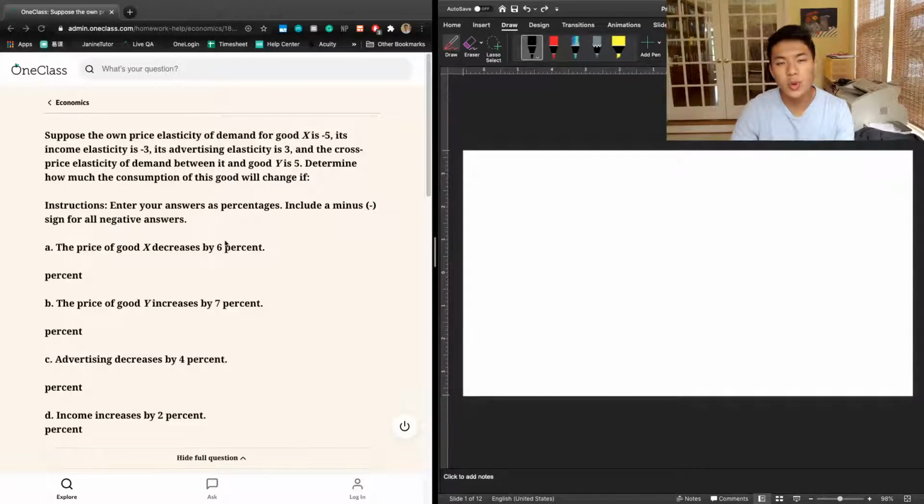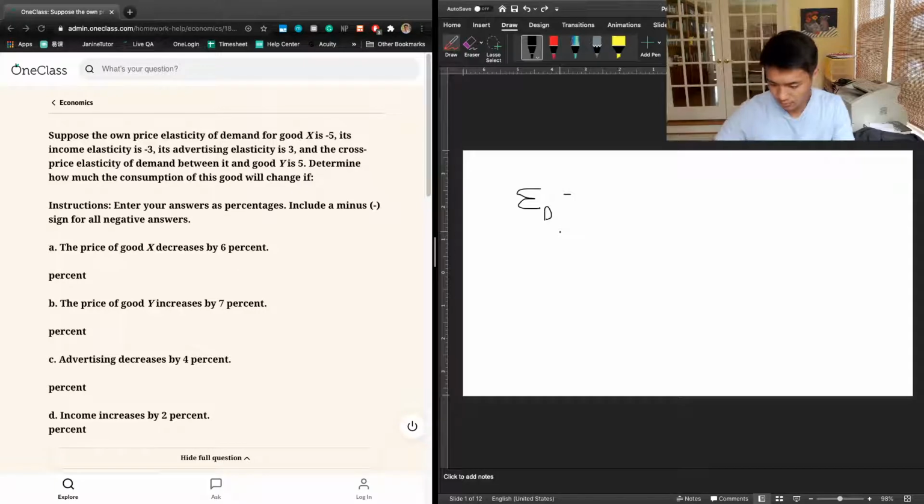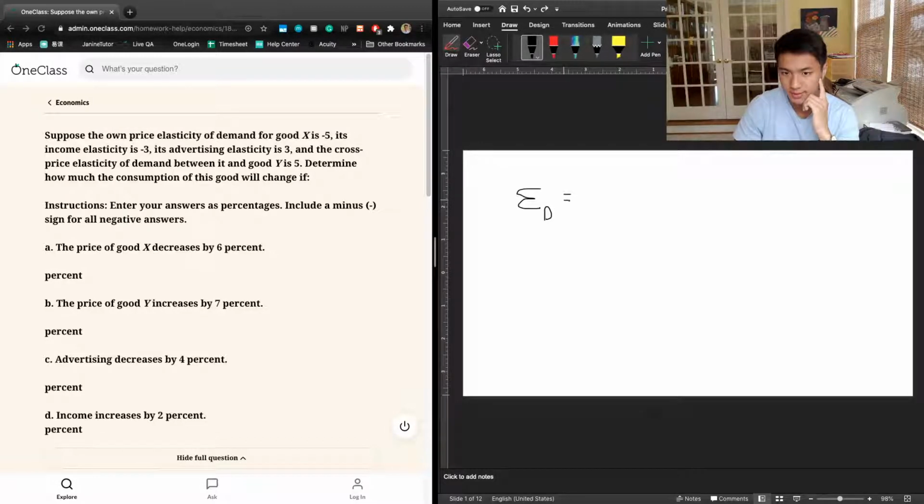Okay, so for the first question here, price elasticity, we just want to know a general equation for elasticity. In general, the elasticity of demand is equal to the percentage change in quantity demanded divided by the percentage change in price. And this is our general elasticity of demand equation.